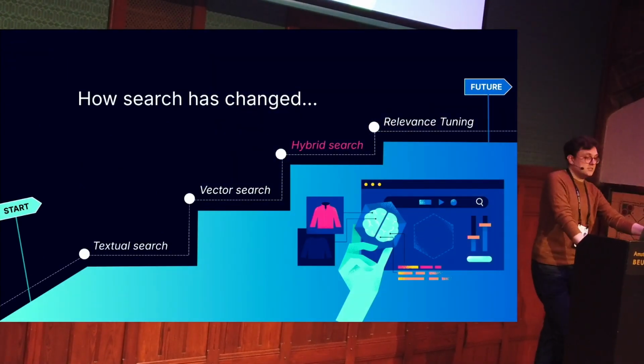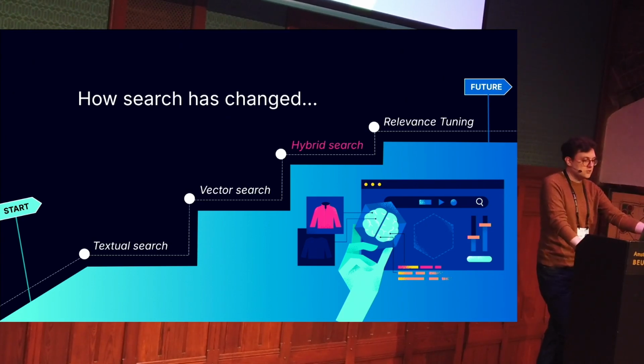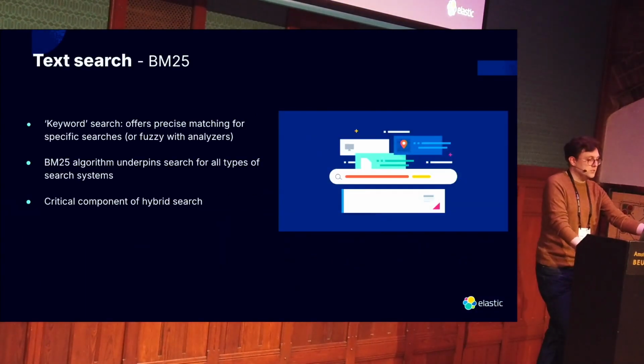So how search has changed, this is kind of the evolution we're seeing. We started with textual search, which is the bread and butter of Elasticsearch. That's what we grew up on. Vector search has come into play more the last couple of years. You've actually been able to do that for quite a while in Elasticsearch, but it's really come to prominence in the last year, I think. Hybrid search is what you're seeing more, where you're combining the two, and then relevance tuning comes on top of that and makes the relevance better, which is what we're all after when we do search.